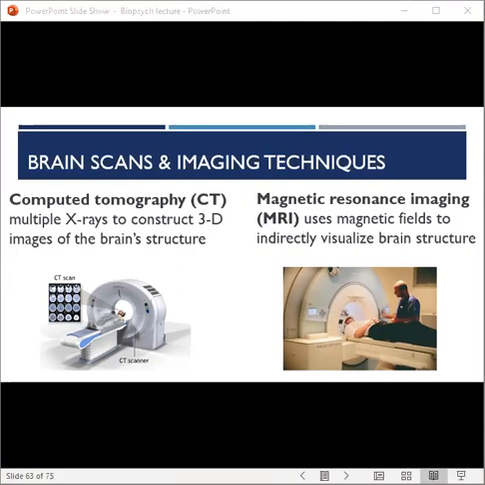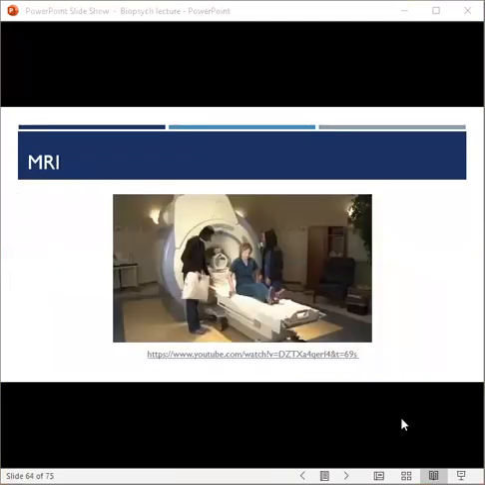Magnetic resonance imaging, or MRI, uses the release of energy from water and biological tissues after exposure to a magnetic field. These are better than CT scans for detecting soft tissues like brain tumors.